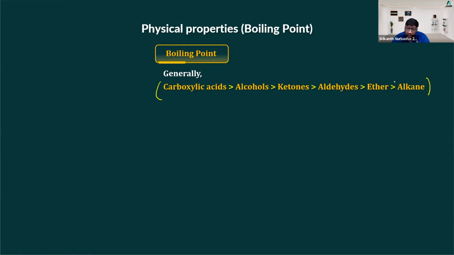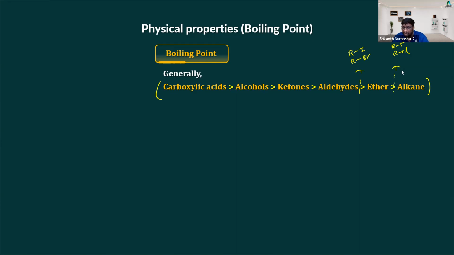Then ketones, aldehydes. After aldehydes, you can have RI and RBr, like alkyl iodides and alkyl bromides. After that, you have ethers, and after ether, you have alkyl fluorides and alkyl chlorides, and the least is going to be alkanes. And this is true only for similar molecular mass. I cannot take an alkene with 10 carbons and a carboxylic acid like ethanoic acid and compare them. Yes or no?